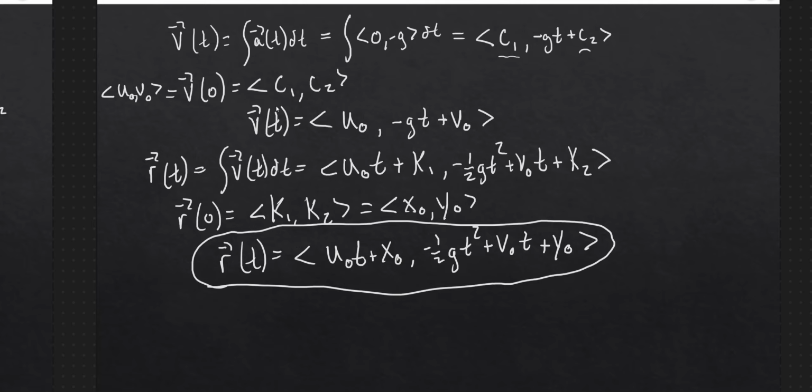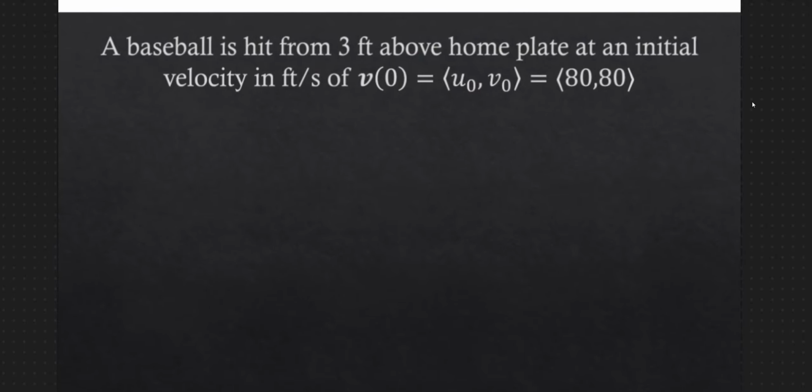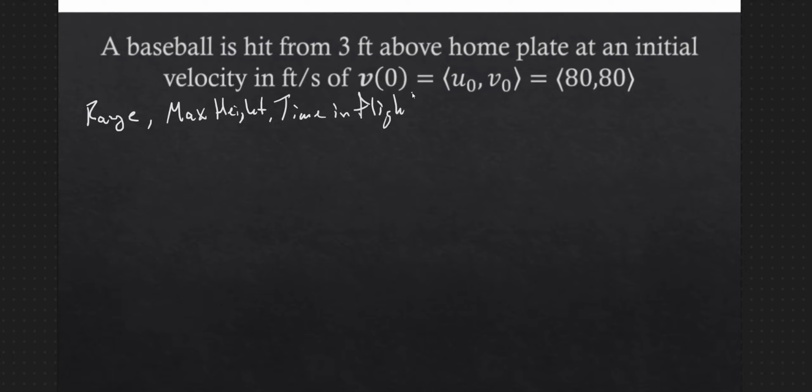Vector equation for position, vector equation for velocity. In the next video, we're going to use these to describe particular motion. For instance, this is what we'll work through: a baseball being hit from 3 feet above home plate with this initial velocity. Now that we have vectors, we want to do some extra stuff with this vector equation. Things we can figure out and have nice formulas for are things like range, max height, and time in flight. So we're going to work out what these quantities are in terms of the initial positions and things like that.